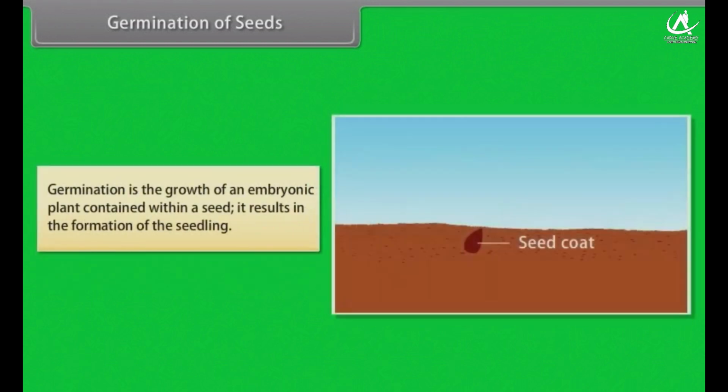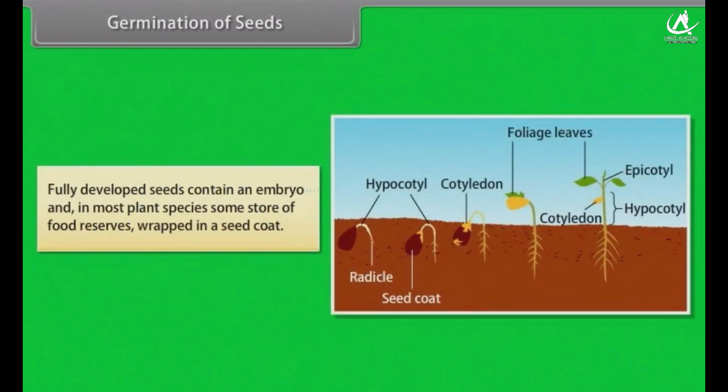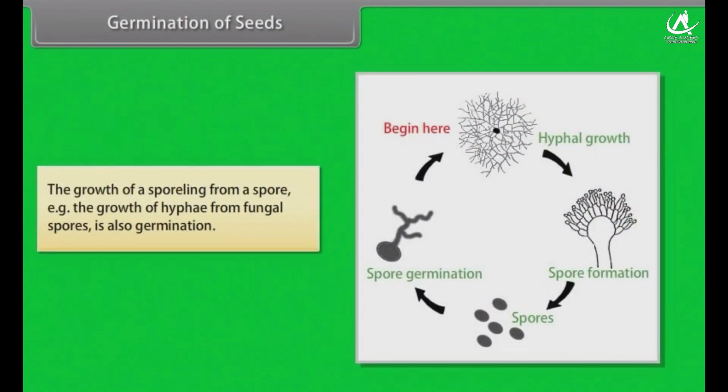Germination of seeds. Germination is the growth of an embryonic plant contained within a seed. It results in the formation of the seedling. Fully developed seeds contain an embryo, and in most plant species, some store of food reserves wrapped in a seed coat. The growth of a sporeling from a spore. Example, the growth of hyphae from fungal spores is also germination.